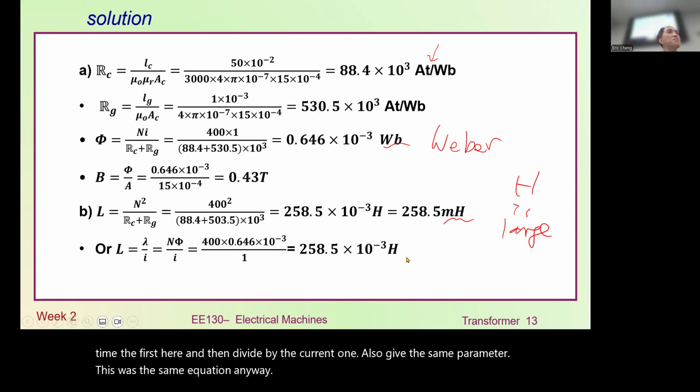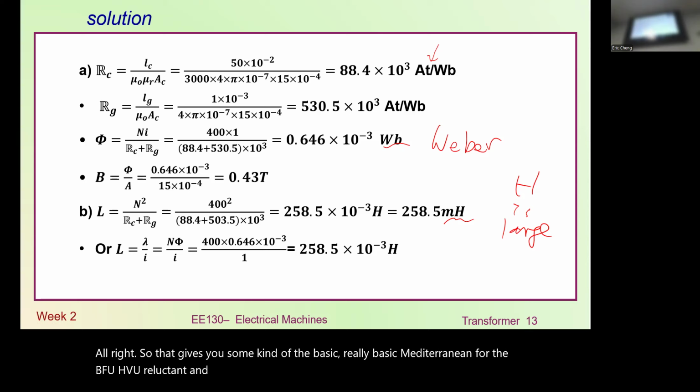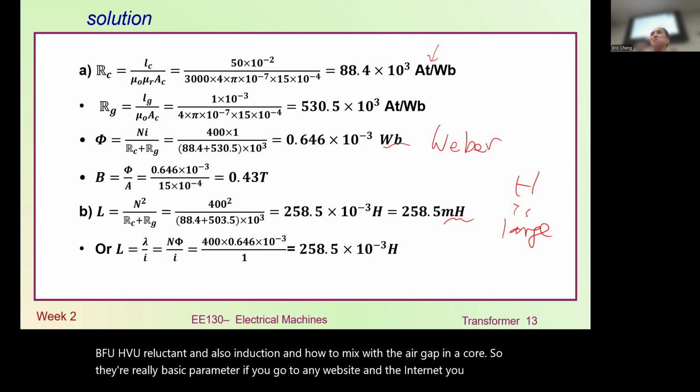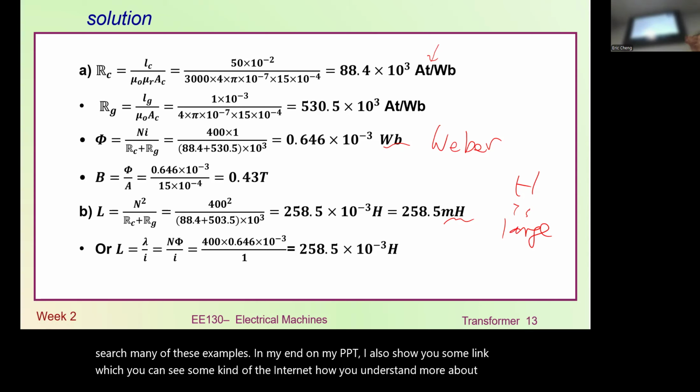All right, so that gives you some really basic manipulation for the B field, H field, reluctance, and inductance, and how to mix with the air gap in a core. They are really basic parameters. If you go to any website, on the internet, you can search many of these examples. At the end of my PPT, I also show you some links where you can understand more about it. Any textbook will mention this.